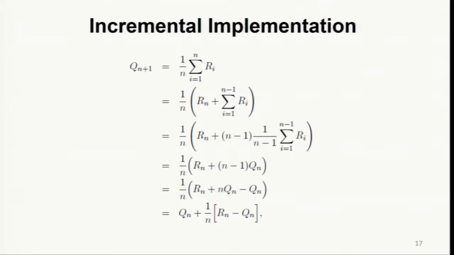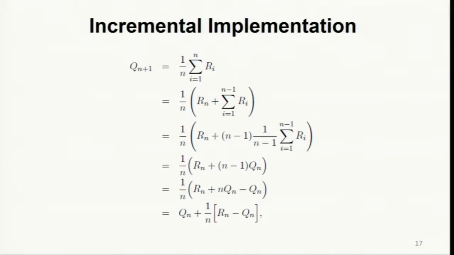And then 1 over n. Okay? So this is incremental implementation. There are two ways to do it. When you calculate the average, you can just take the overall average: you add the numbers. Or you can do it the iterative way.